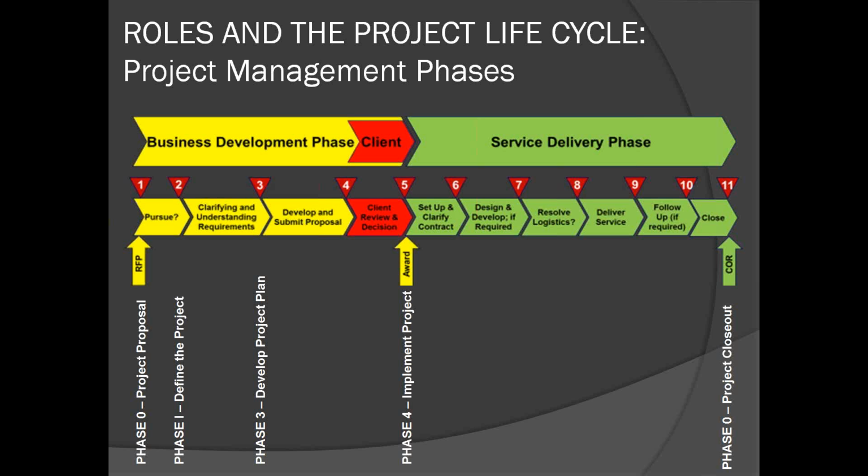Once we do that, then you sit down with your client, whoever it is that the end user is, that customer, and you set up and you clarify the contract. What is it specifically that you're asking for? How are we going to get there? Once we get feedback from the client in this 4th phase, you go back and you design and develop, if required, any other additional changes to the proposal or what it is that you're trying to complete.